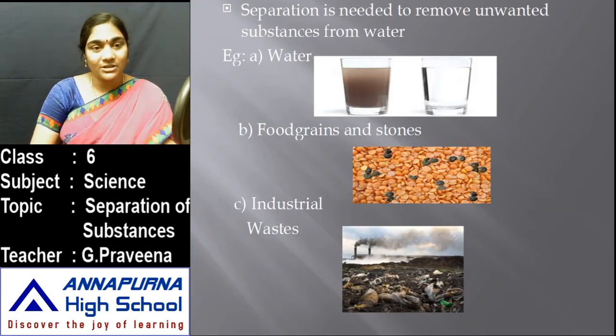Then the third picture you are seeing here is industrial waste. The industrial waste produced from the factories is directly dumped into the sea water, which affects living creatures. Aquatic organisms are greatly affected, because this industrial waste has some toxic substances that kill the aquatic animals.